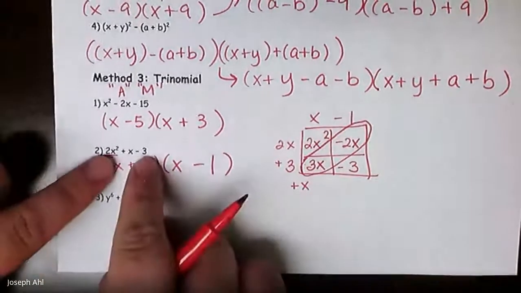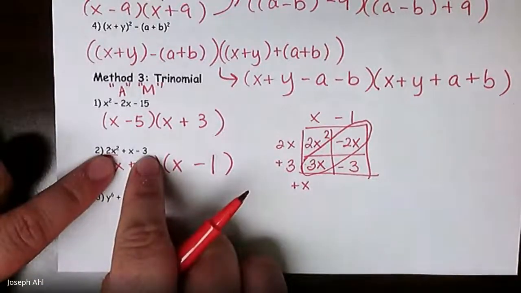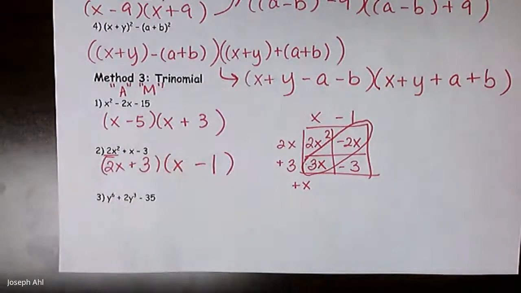And this one was kind of nice because these numbers are prime, so there's not a lot of options to consider. Sometimes if the numbers aren't prime, it takes a little bit longer, but just be a little bit patient with that type of factoring.